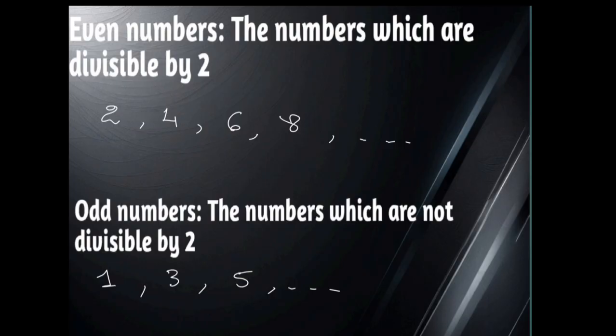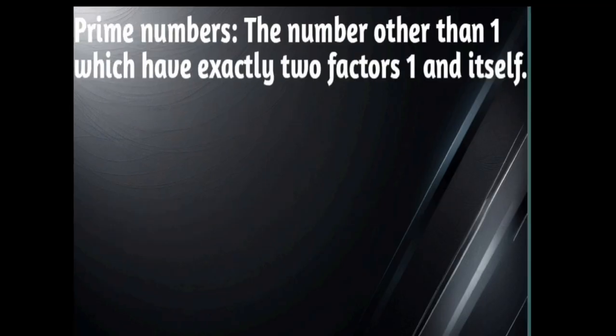The next one is a prime number. A prime number is a number other than 1 which has exactly 2 factors, 1 and itself. I am explaining this with an example. I am taking some numbers like 2, 3, 4, 5, 6.